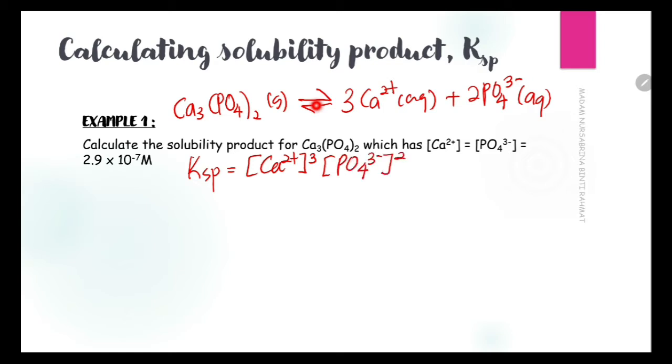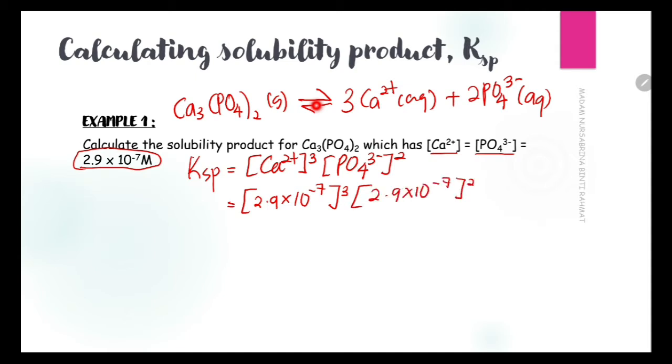They give you the concentrations of Ca2+ and phosphate ions, which are equal, at 2.9 times 10 to the power of negative 7. That means you can simply substitute the value of the concentration into our Ksp expression. So (2.9 times 10 to the power of negative 7) to the power of 3, and (2.9 times 10 to the power of negative 7) to the power of 2.